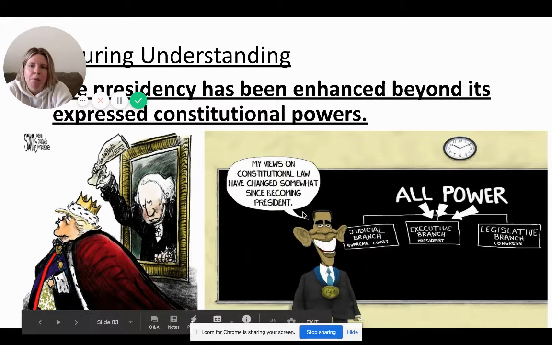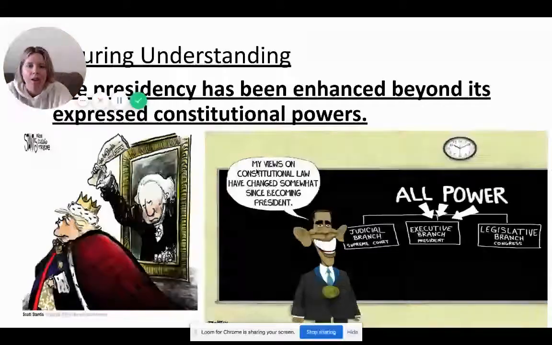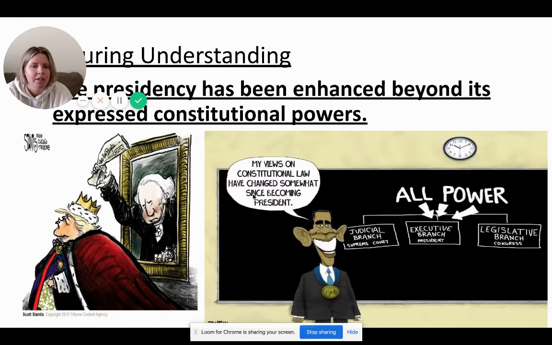What's funny is Obama used to teach constitutional law, which is weird because most of our presidents don't have a background in it. And when he was running for office, he was like, the president really shouldn't be doing that much, and we need to return more power to Congress. And then he became president, and he was like, oh, well, I'd rather have that power. So it's kind of funny. He says, my views on constitutional law have somewhat changed since becoming president. Basically saying, I should have all the power.